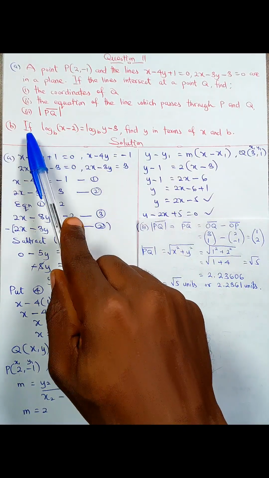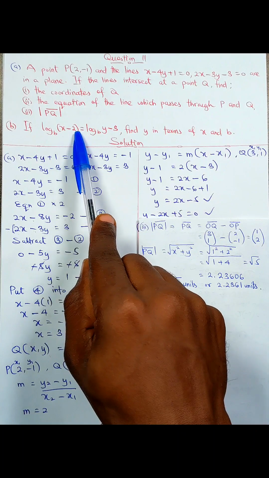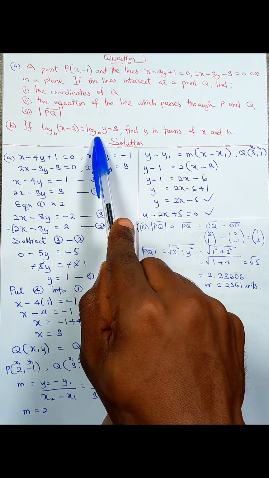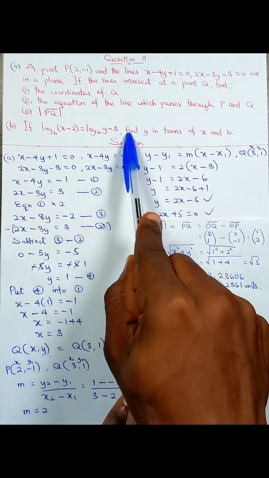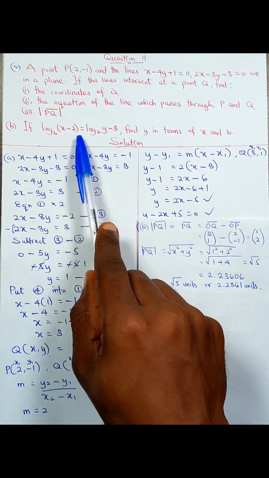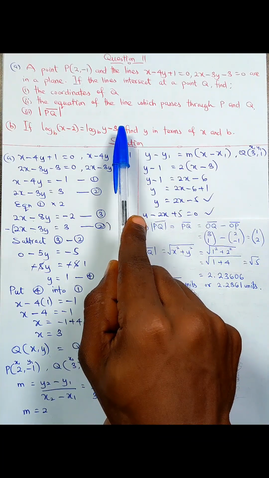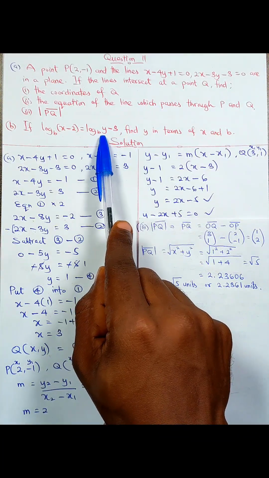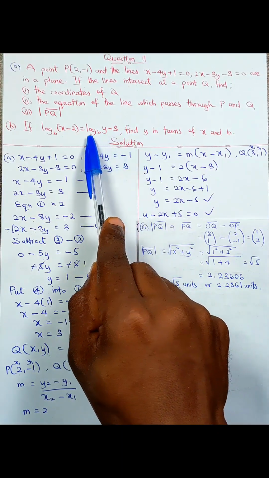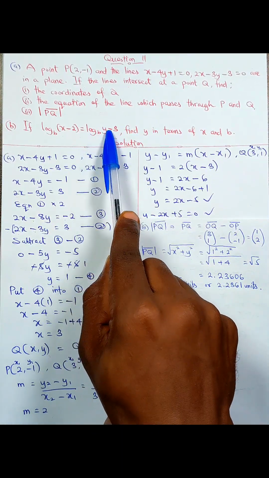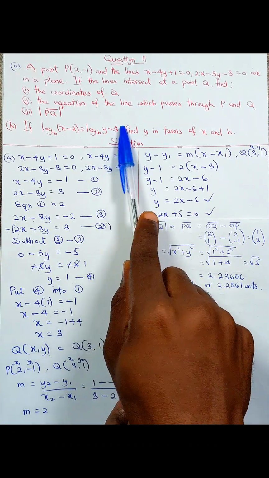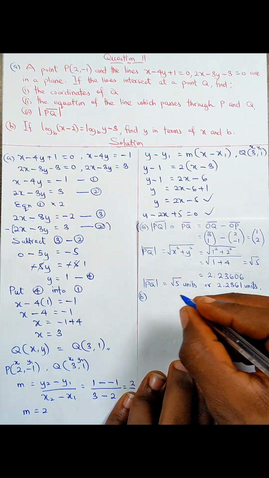Now let's go to the B part. The B part says that if log of x minus 2 to the base b is equal to log y to the base b minus 3, find y in terms of x and b. What you have to note is that because y minus 3 wasn't put in brackets, it is not a single expression which should be bracketed. So it should be log y to the base b, separated from the 3.